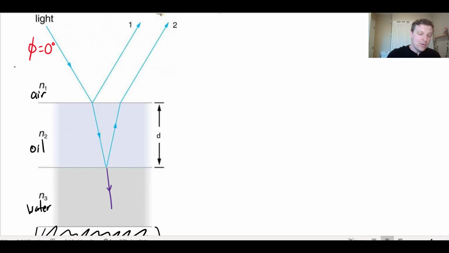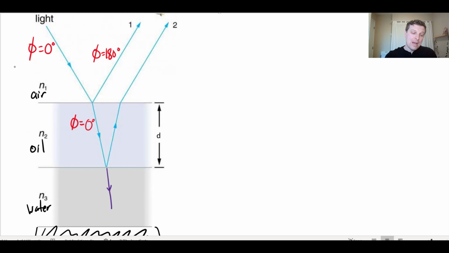Well, the light ray that reflects, remember, if you bounce off a higher density material, then you are going to go through a phase change. So this is going to have a phase change of 180 degrees. Now, what about the light that refracts in? Well, when you refract, you don't change your phase. So this is still at 0 degrees. This is still in phase with the original light that was incoming.